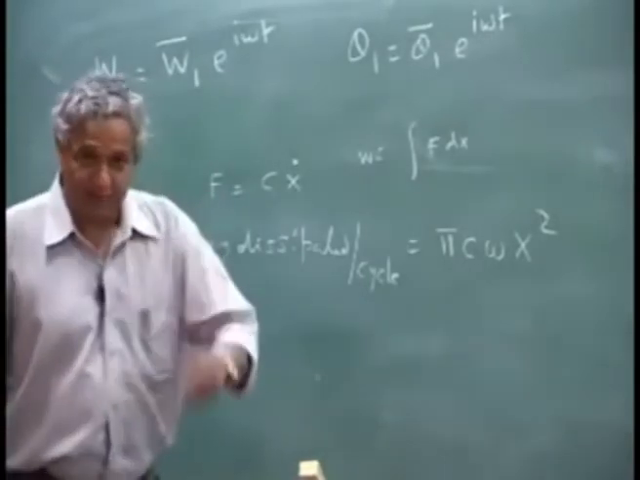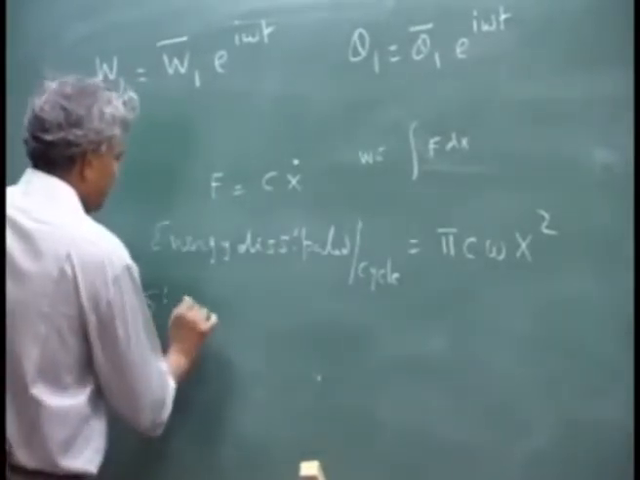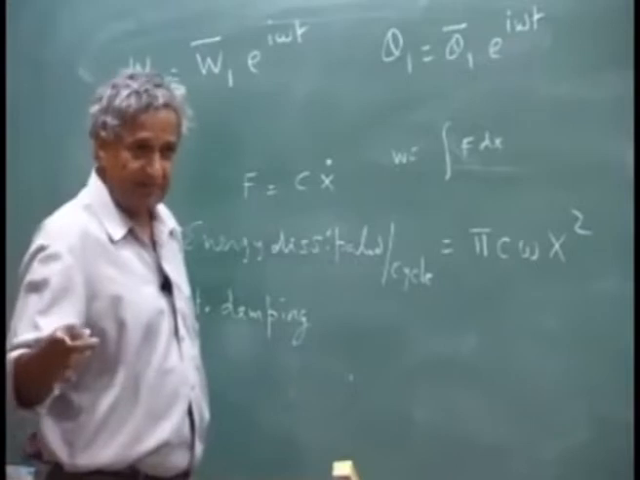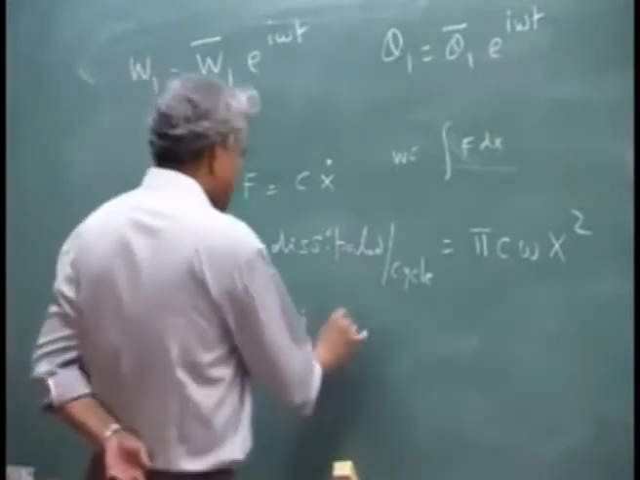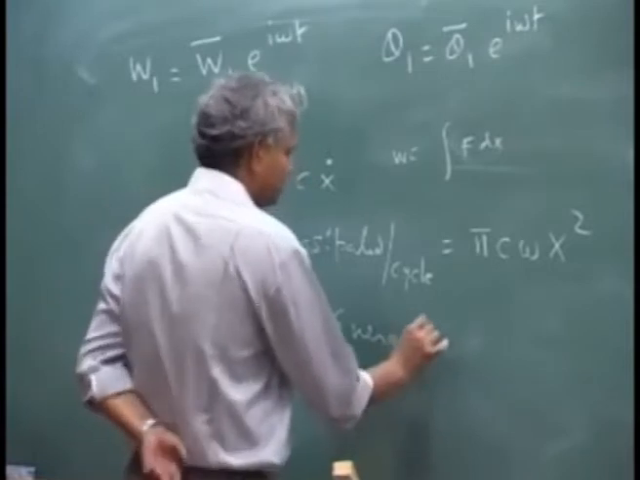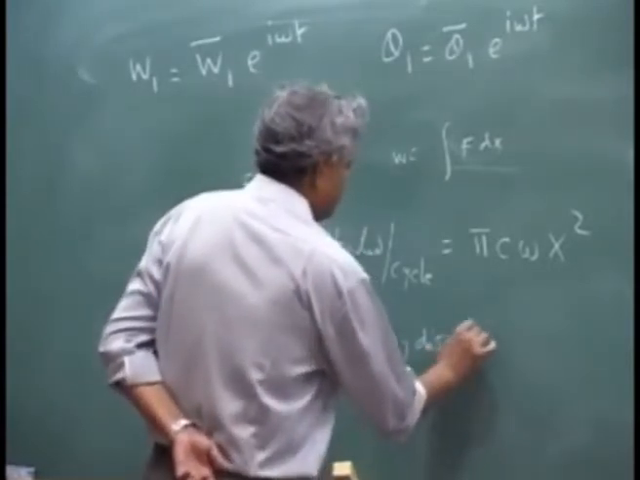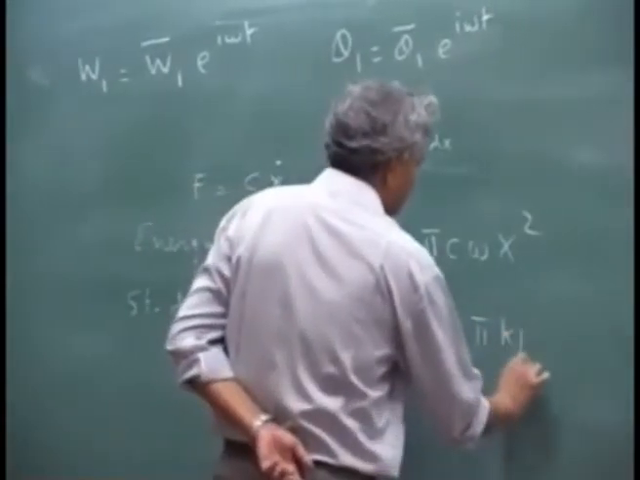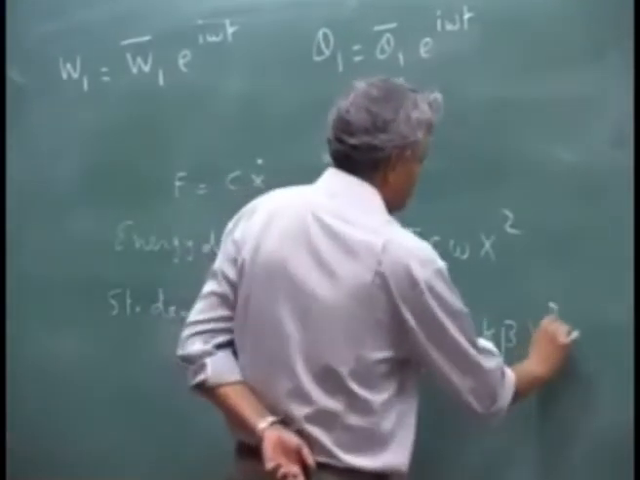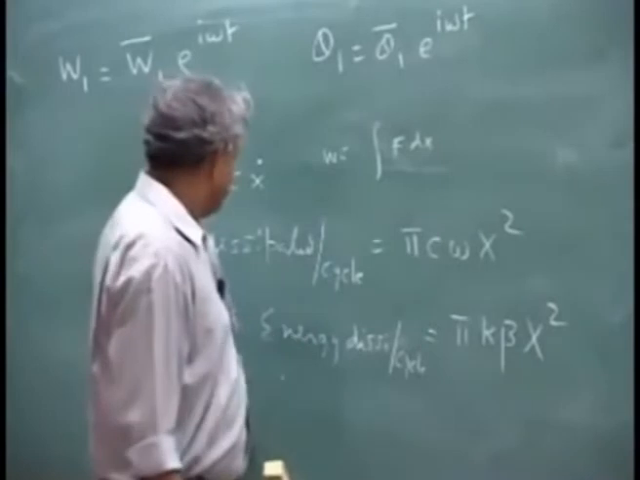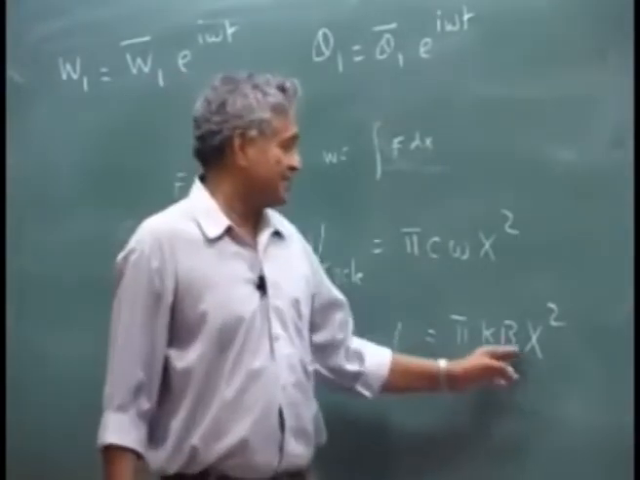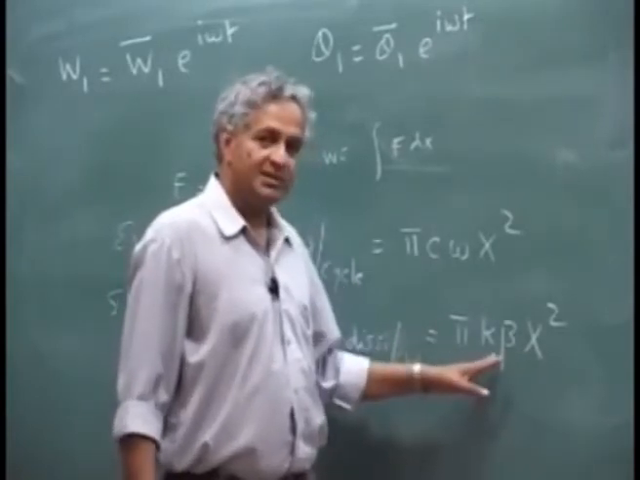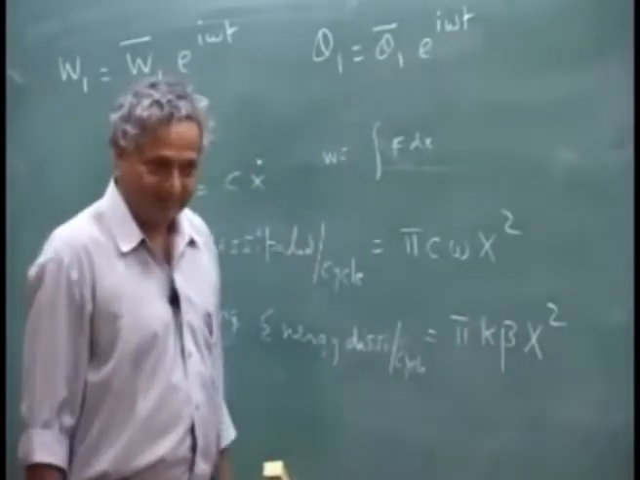In the case of structural damping, this is called structural damping or hysteretic damping, that is another name. The energy dissipated, it is an experimental observation, energy dissipated per cycle is, they write it as pi k beta x square. What they found in structural damping is that the energy dissipated is a function of amplitude square, but it is independent of the frequency of oscillation.